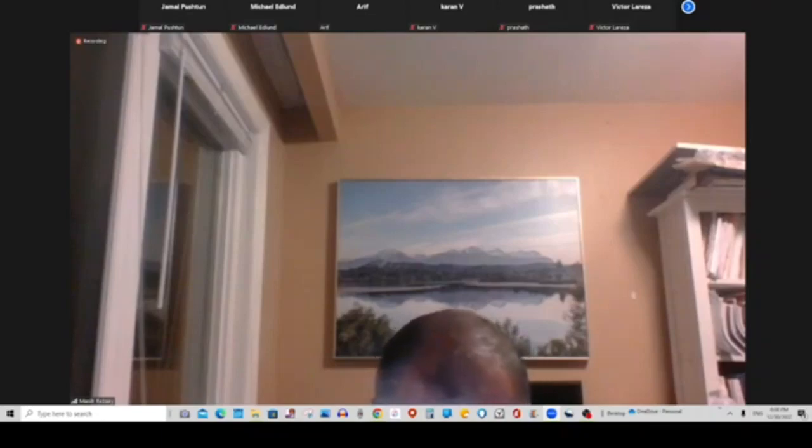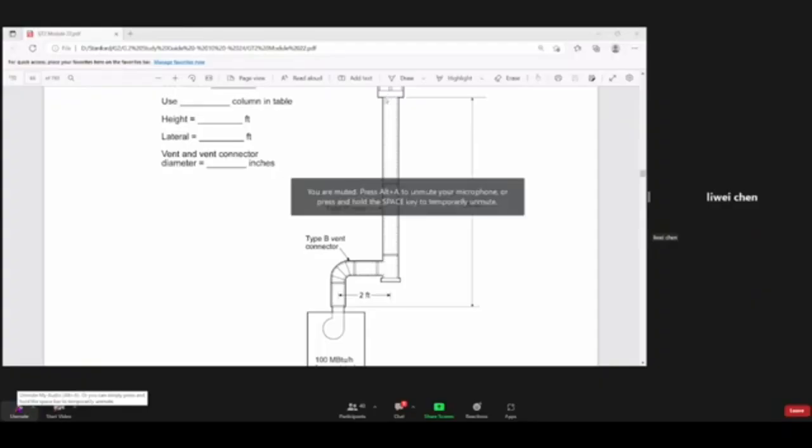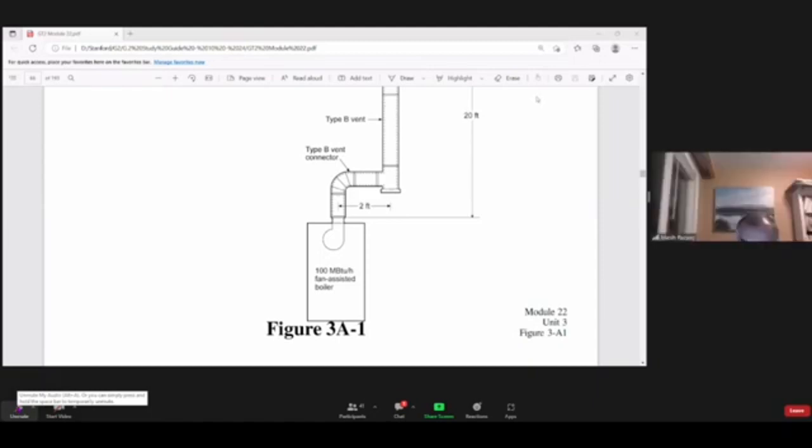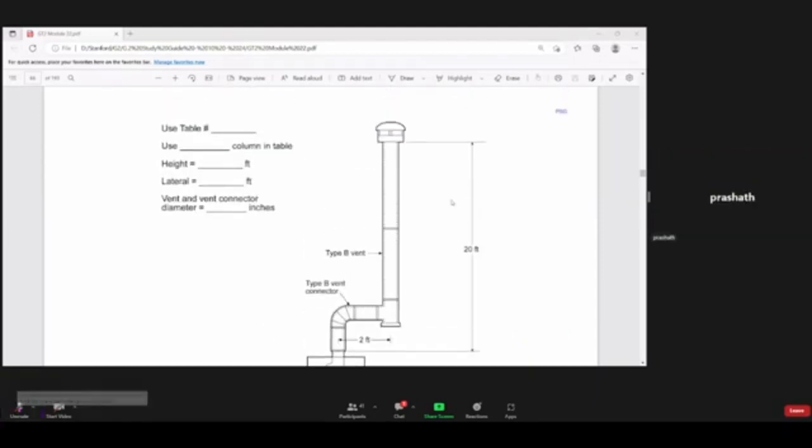Assignment number 3, please. Assignment 3.1. Would you read that, Mr. Persha? Yes, sir. A fan-assisted boiler is being installed in a new building using the layout shown in illustration 3.A1. A, fill in the blanks with the correct information and size of the vent and vent connector.